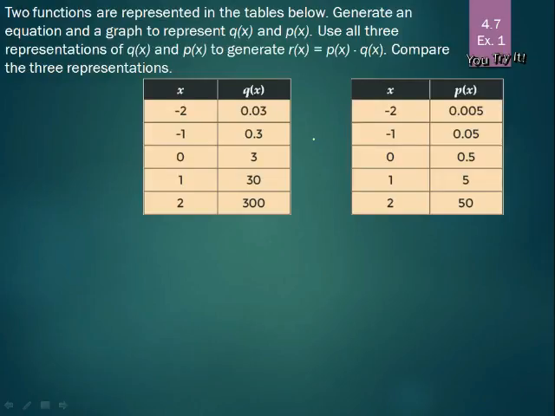Two functions are represented in the tables below. Generate an equation and a graph to represent q of x and p of x. Use all three representations of q of x and p of x to generate r of x equals p of x times q of x. Compare the three representations. Okay, so we have our tables here.